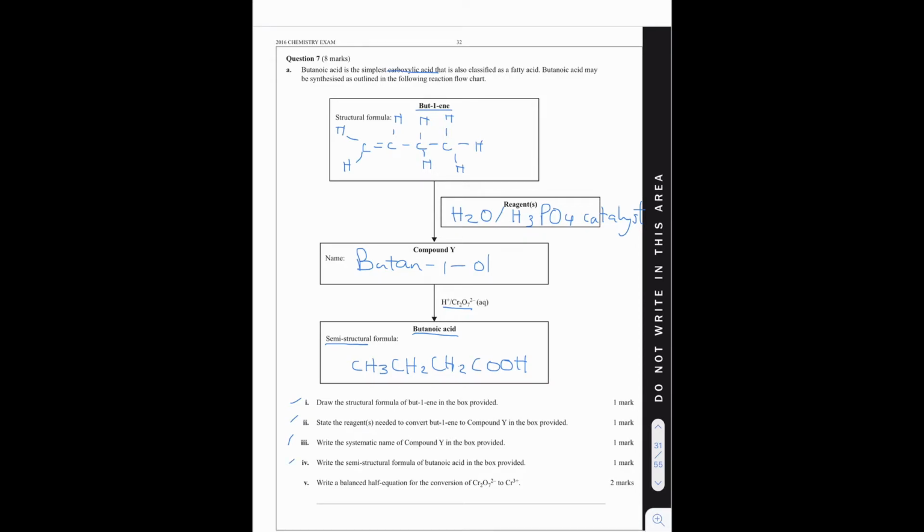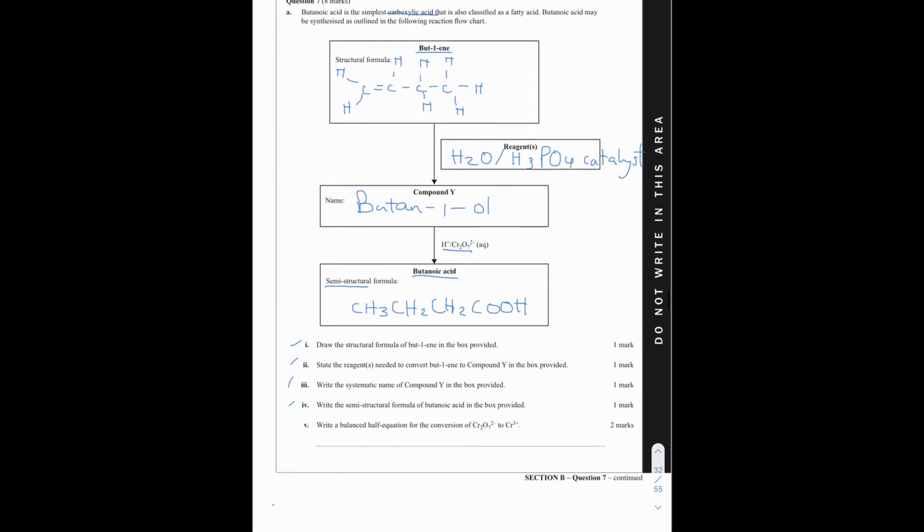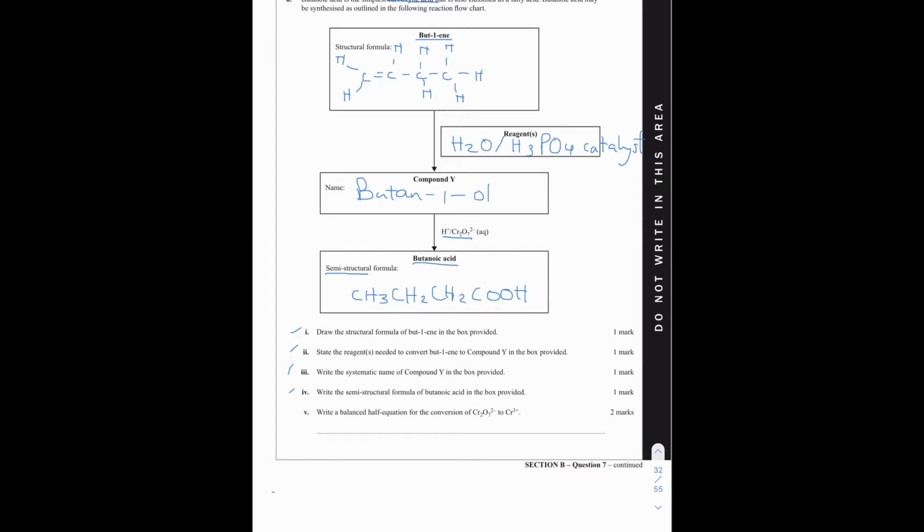Now question 5 is a bit of redox for you guys. It's not directly organic chem related, it's more redox. So having a look, it says write a balanced half equation for the conversion of dichromate into chromium ions. So what I like to do, and I will write it a bit bigger guys, so it will sort of be outside the line, is write Cr2O7 2-, give myself a bit of room, and then Cr3+.